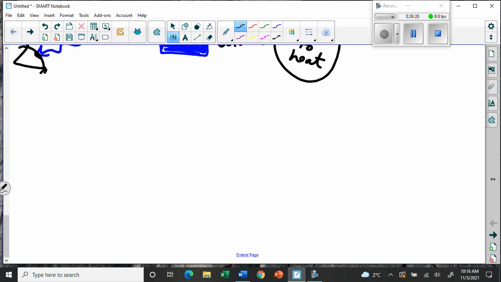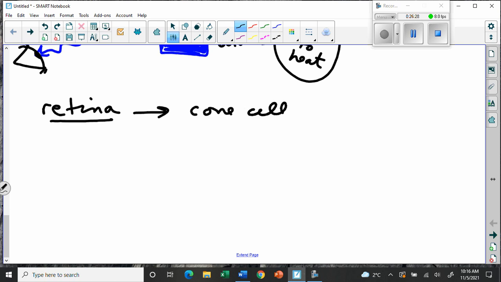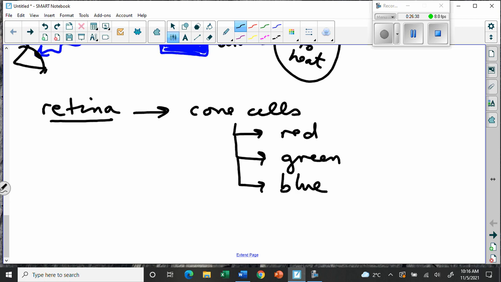So in our eye, there's a retina. And we've already talked about this, so I'll just review it. The retina has special cone cells, remember, that are sensitive to red light, green light, and blue light. That's all there are. Red cone cells, green cone cells, and blue cone cells.